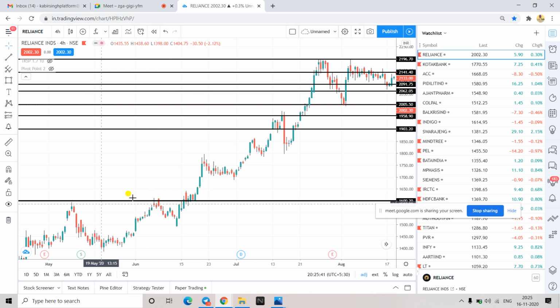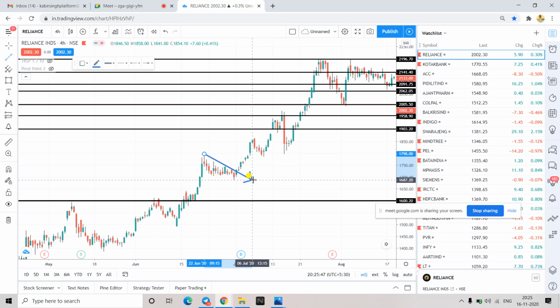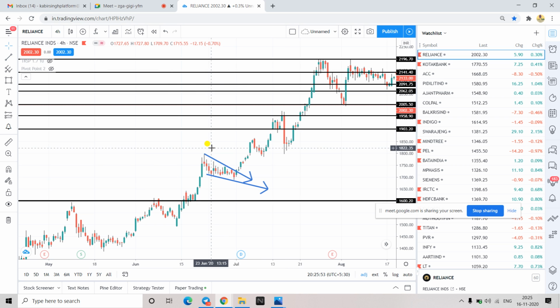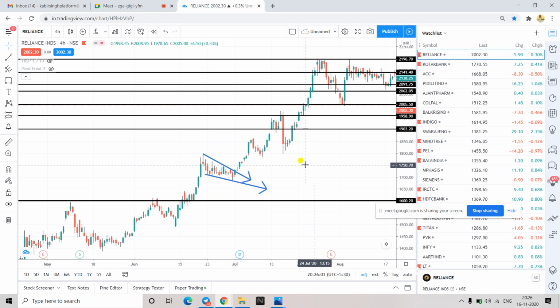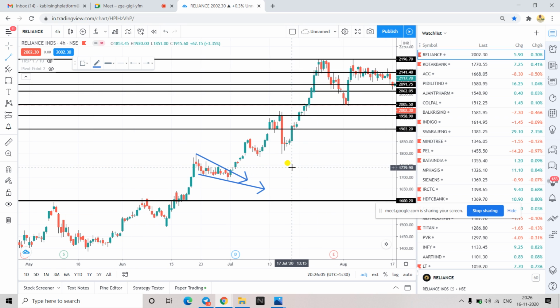So what has happened here is, if I want, I can draw this as a flag. You can see a steep upward side with small candles, and whenever the price breaks this trend line, you can anticipate another upward move. Is that clear? Yes or no?